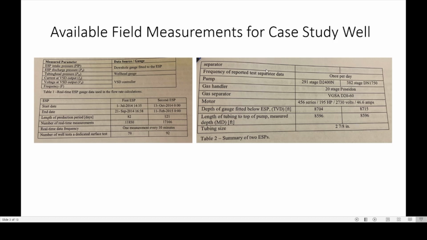And here's the extension of table 2, where you have the frequency of the reported test separator data, your pump, your gas handler and separator, your motor, the depth of your gauge, and the length of your tubing, as well as your tubing size. So this is for an unconventional shale oil well.